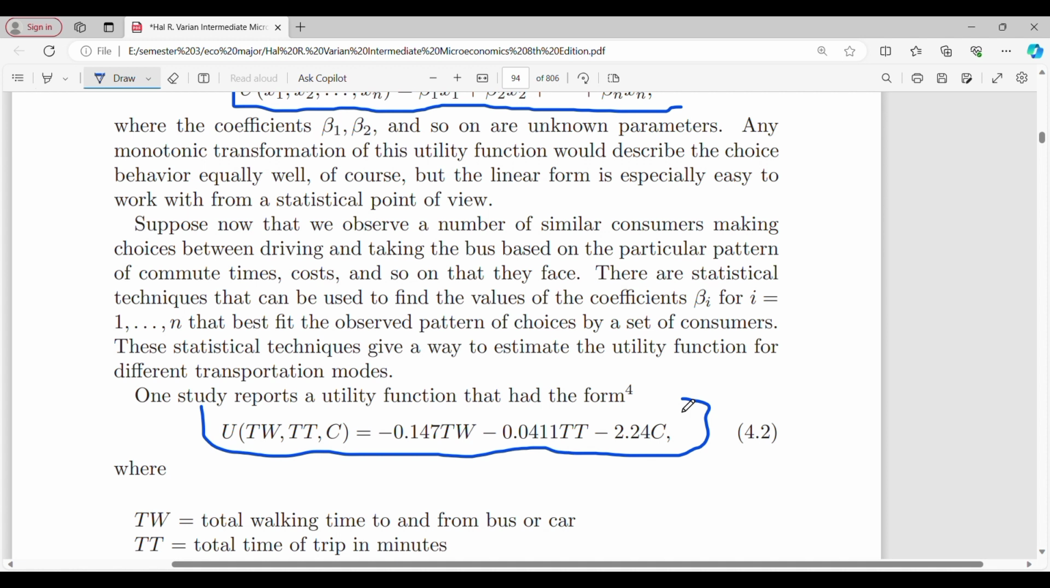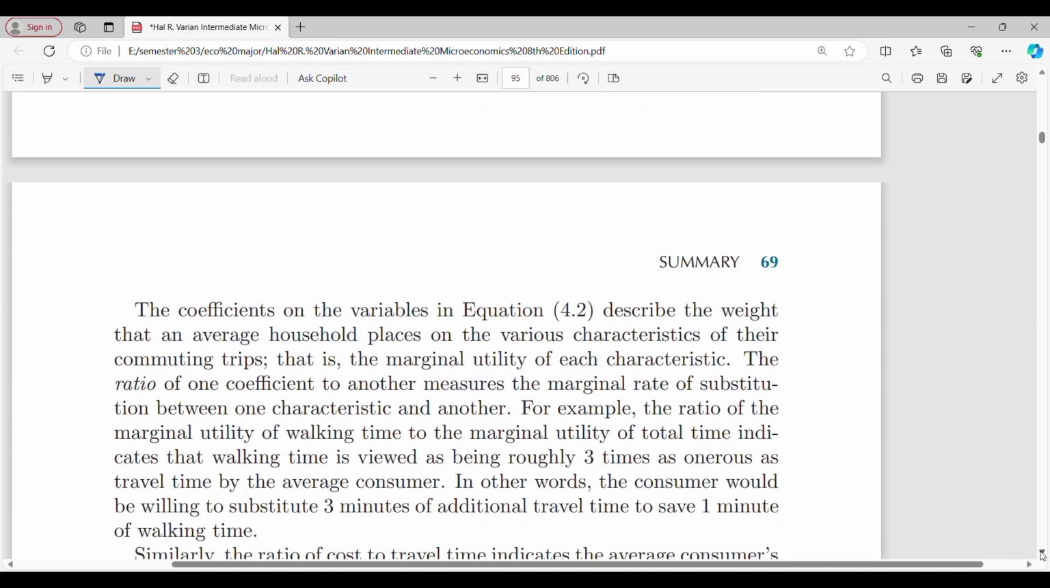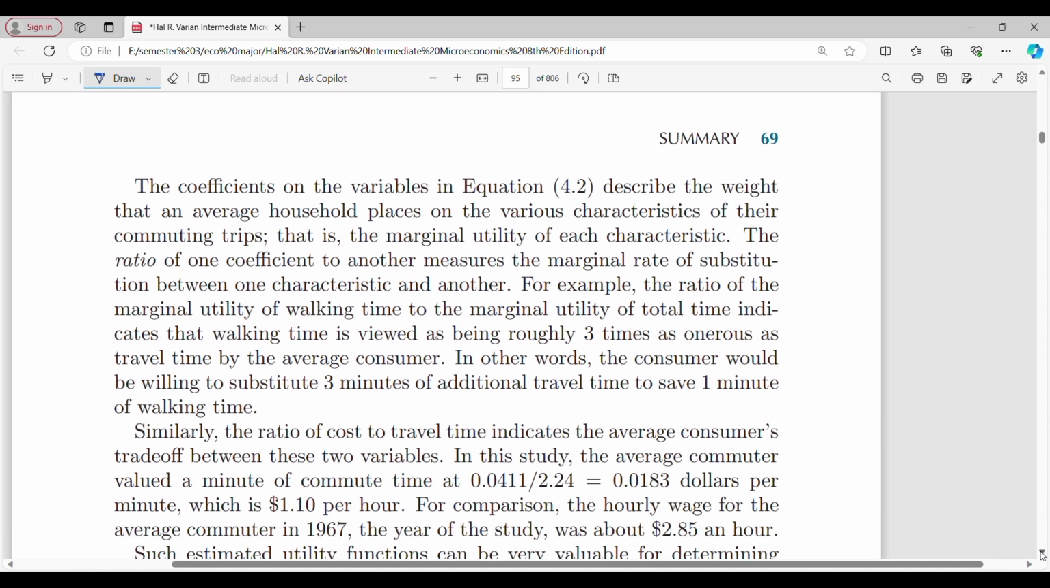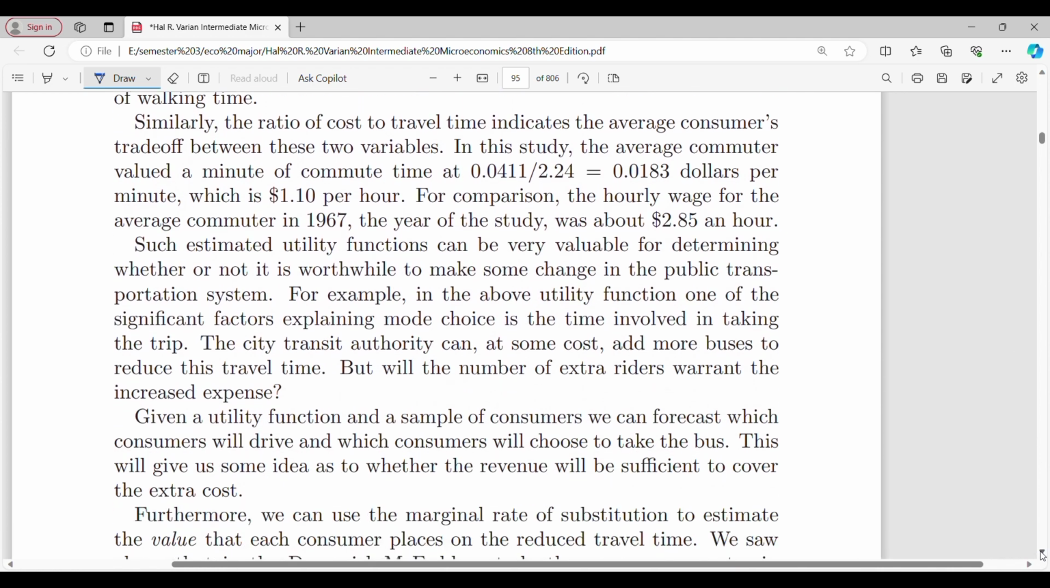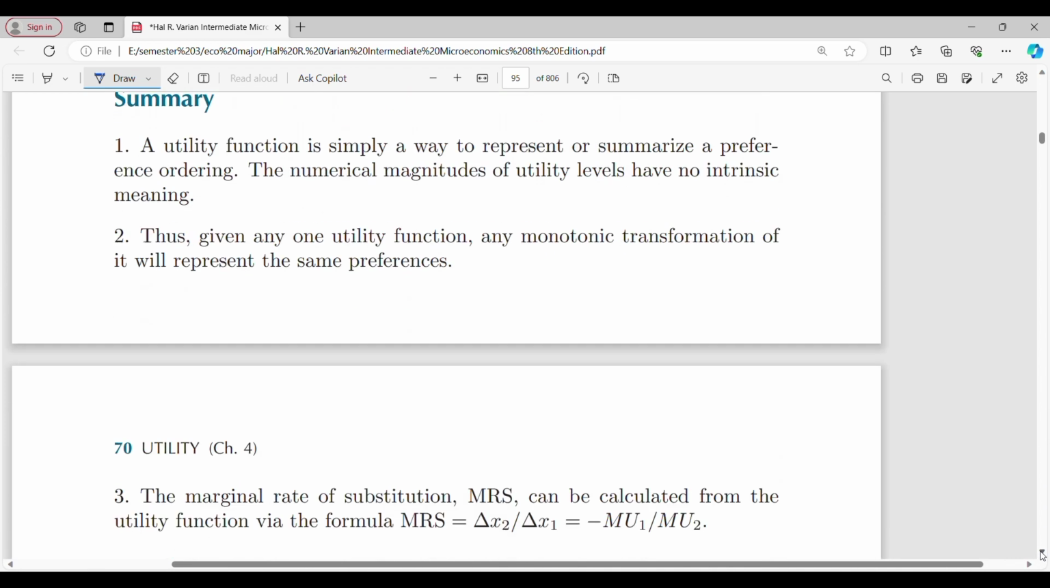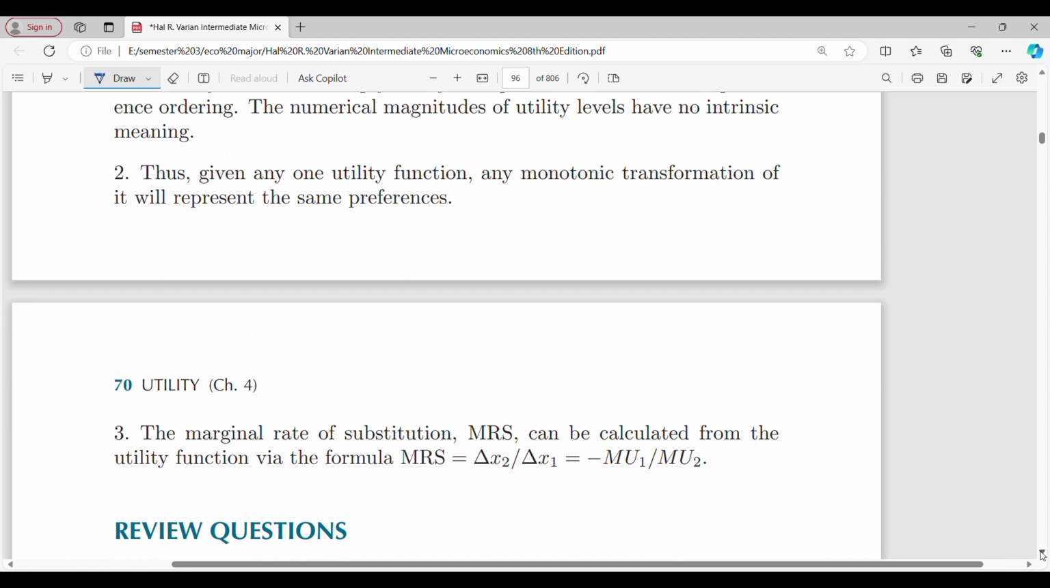This is their result of the report. Okay, so next, this also goes with the explanation of the report. You can read that. So that chapter on utility is over, and the review questions will be done at the end when we cover the whole syllabus of this semester. Thank you.